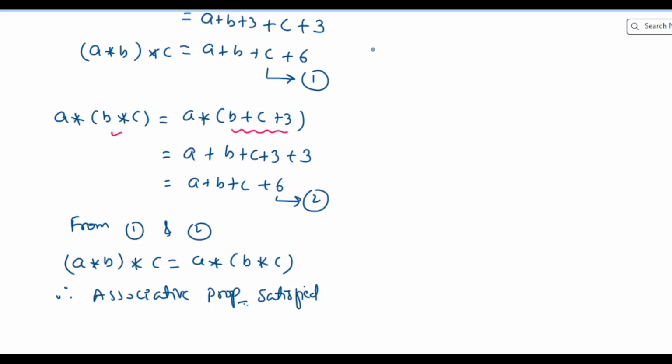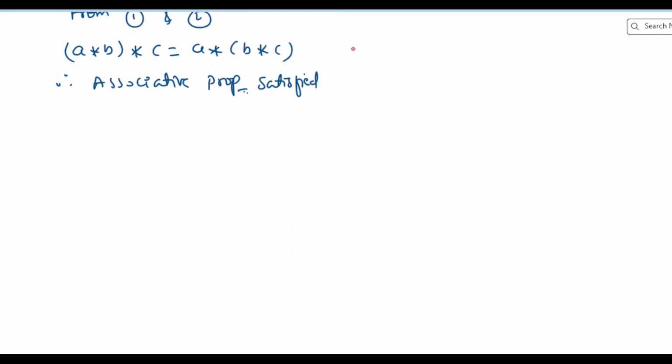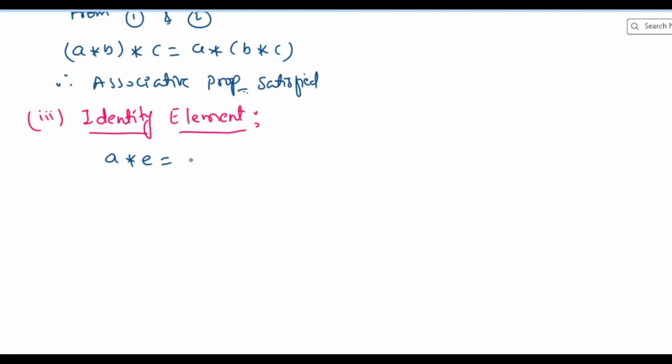Associative property is satisfied, and these are the two properties which are satisfied. Now the third one, what is the third one? Yes, identity, existence of identity element. So you should remember the condition, my dear students: a star e is equal to e star a is equal to a, where e is the identity element.